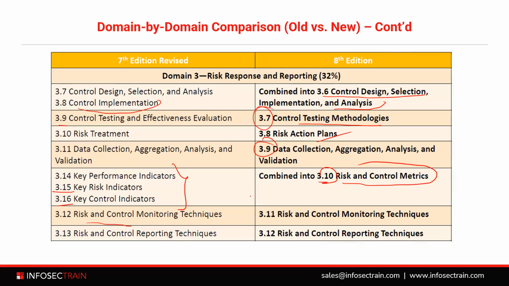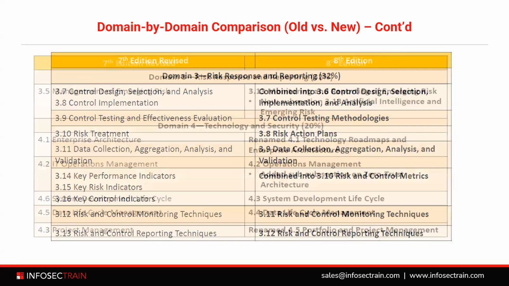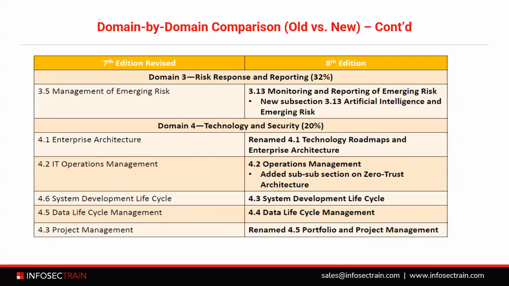3.12, risk and control monitoring techniques, is now 3.11, risk and control monitoring techniques. 3.13 is now 3.12, risk and control reporting techniques. Domain 3, 3.5, management of emerging risk. New subsection 3.13 is added, and it talks specifically about artificial intelligence and emerging risk. This was all about Domain 3, risk response and reporting.